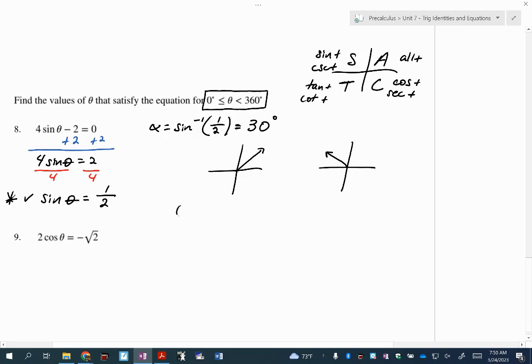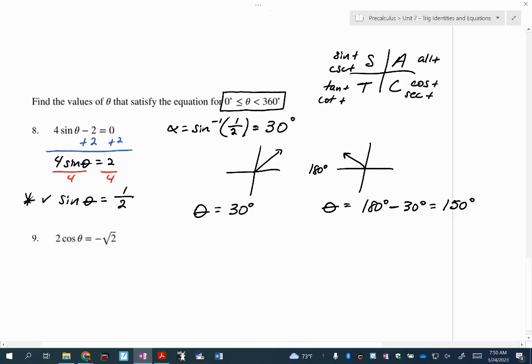All right, so one of my answers is actually the reference angle of 30 degrees. In your practice, hopefully you remember that when you're in the second quadrant, you actually have to subtract 180 minus the reference angle to get our answer of 150 degrees. So that's it for number 8.